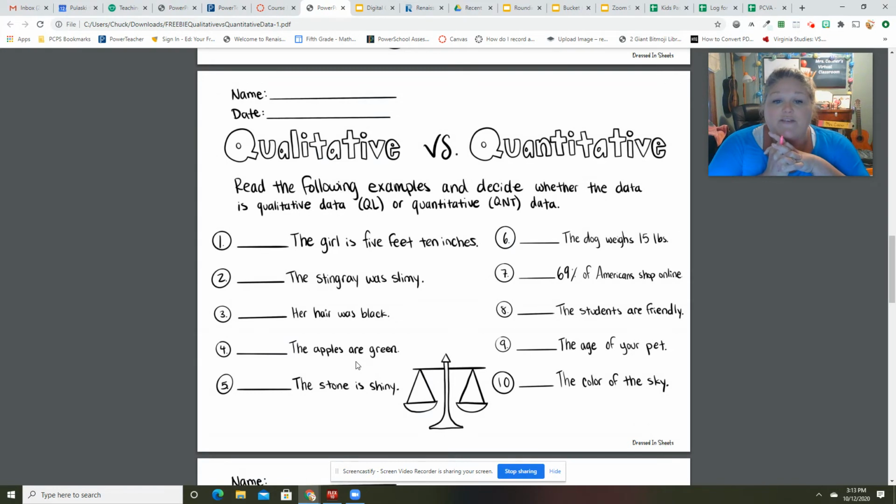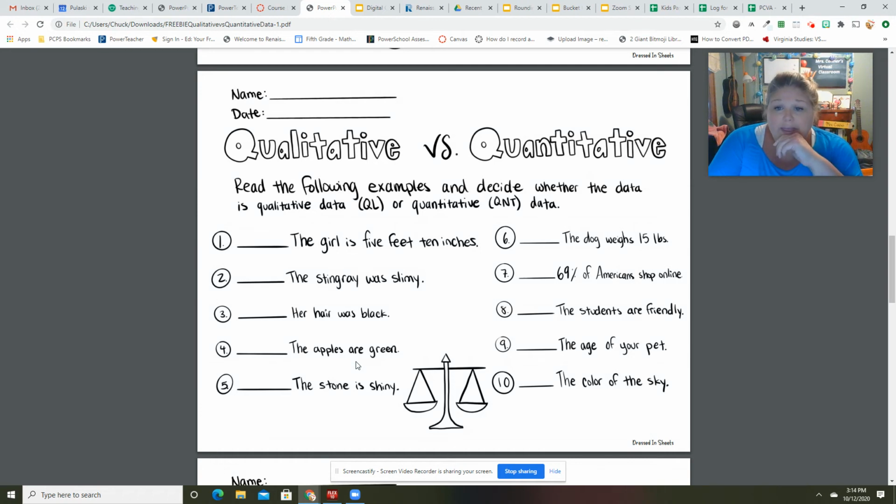Number 1, the girl is 5 feet 10 inches. Okay, you're using numbers, 5 feet 10 inches. If it's 5 feet 10 inches, you are measuring with numbers. So that would be quantitative. Okay. Number 2, the stingray was slimy. I don't have any numbers, so that's going to be qualitative because it's based on looks or your senses. Qualitative. Number 3, her hair was black. Her hair was black, so you're talking about the color. So that would be qualitative.